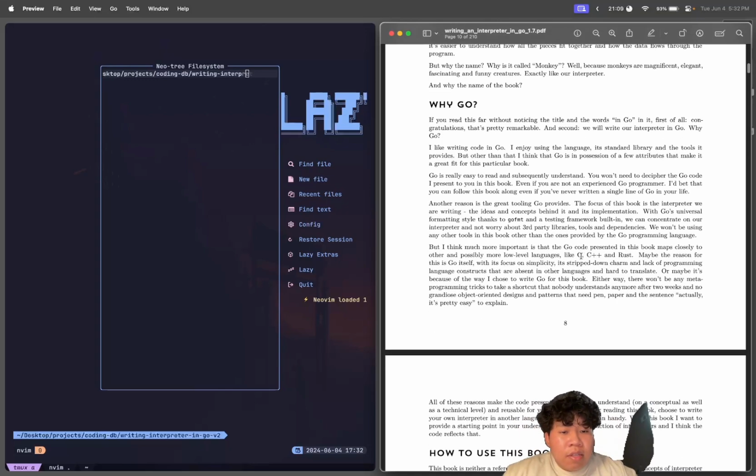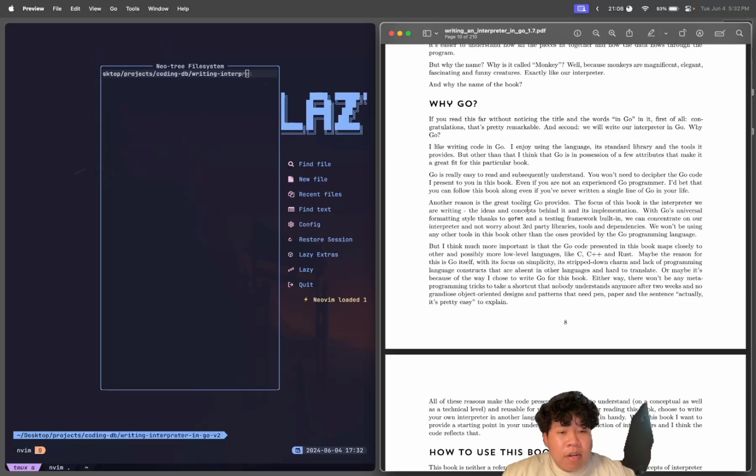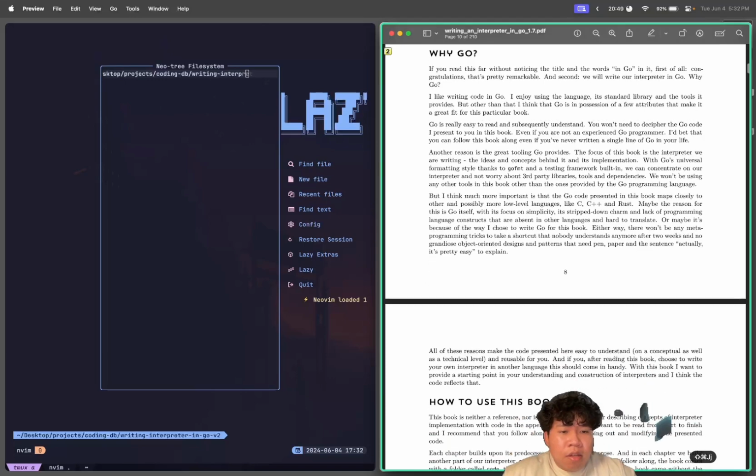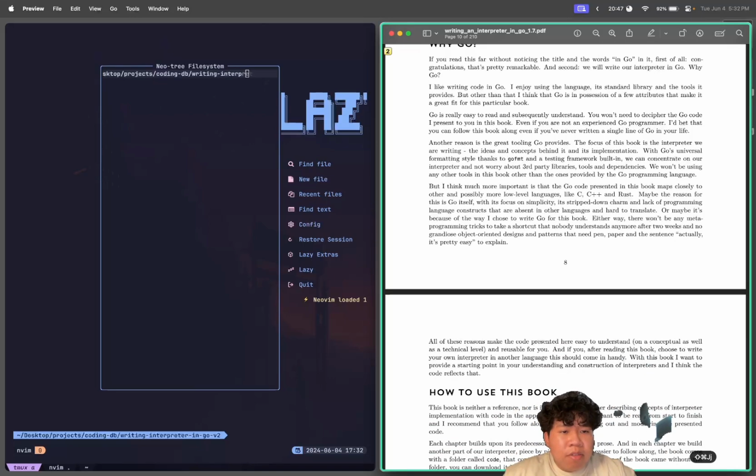Another reason is the great tooling Go provides. The focus of this book is the interpreter we are writing, the idea and concept behind it, and its implementation. With Go's universal formatting and the testing framework built in, we can concentrate on our interpreter and not worry about the tooling.